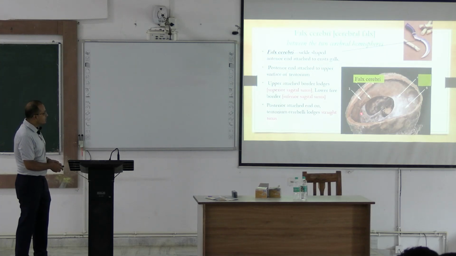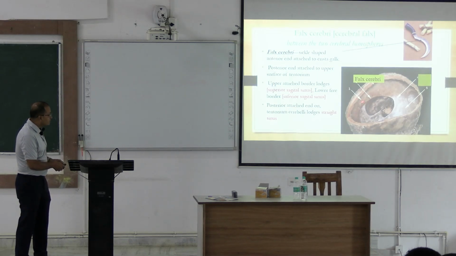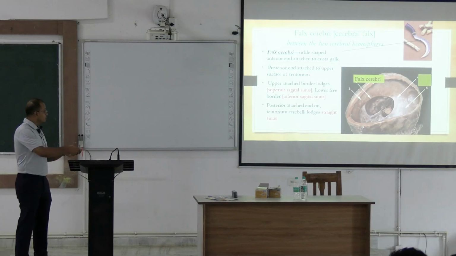The inferior margin is free. The superior margin is attached to the under surface of the skull bone. So, this margin marked here as number 2 is the free margin of Falx cerebri. Number 1, which is present in this region where it is attached, we call the attached margin of Falx cerebri. Now, this is the anterior end, this is the posterior end.